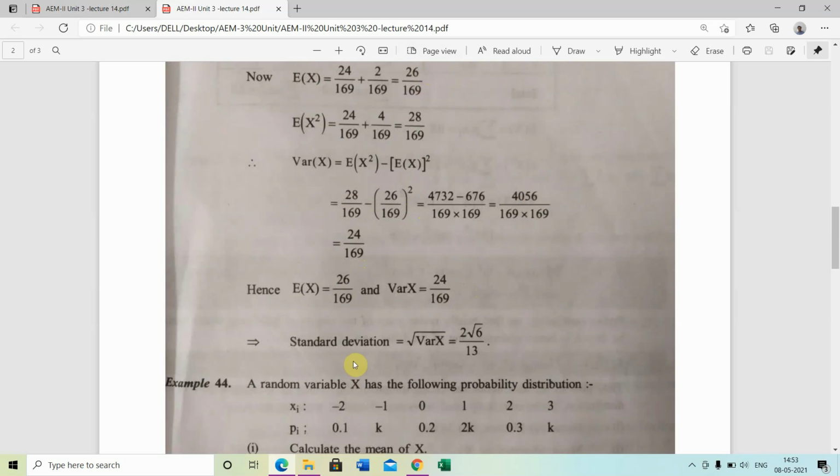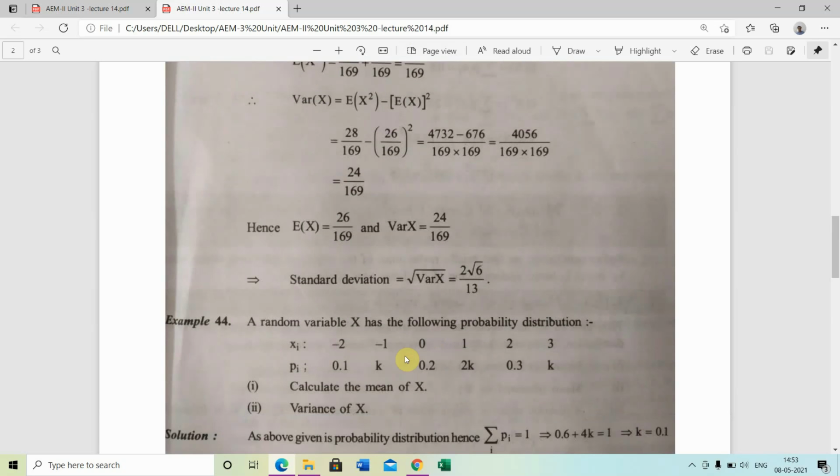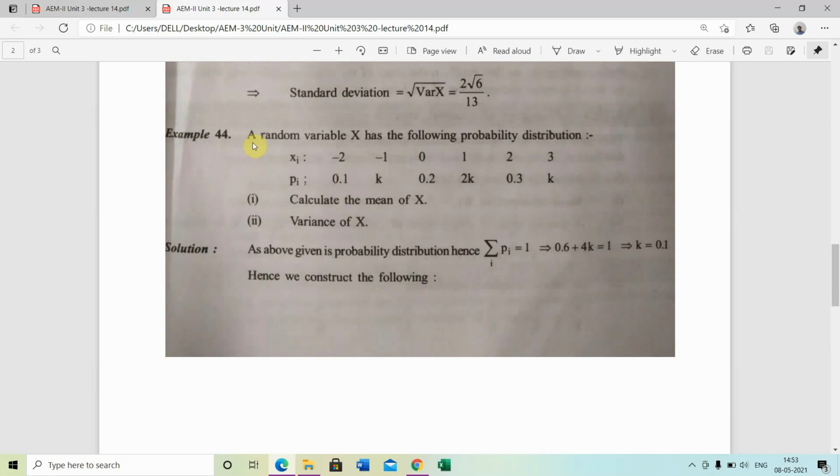We find the standard deviation equals the square root of variance of x, and we get 2√6/30. This way we find the variance of x. Similarly, second question.